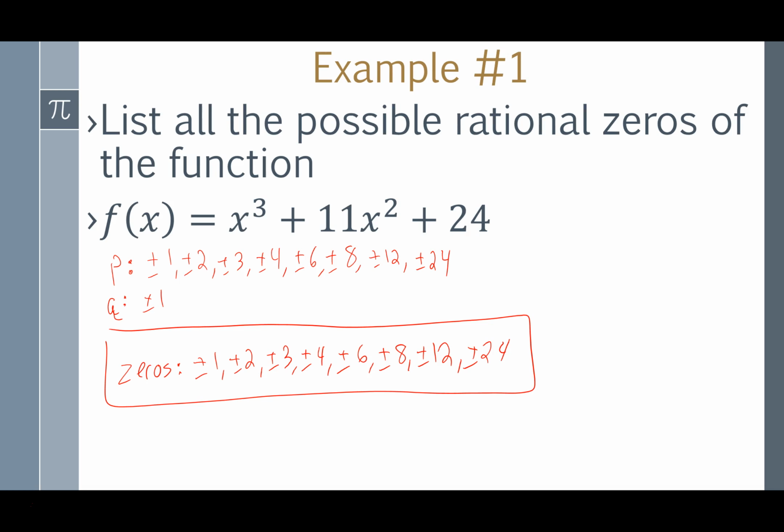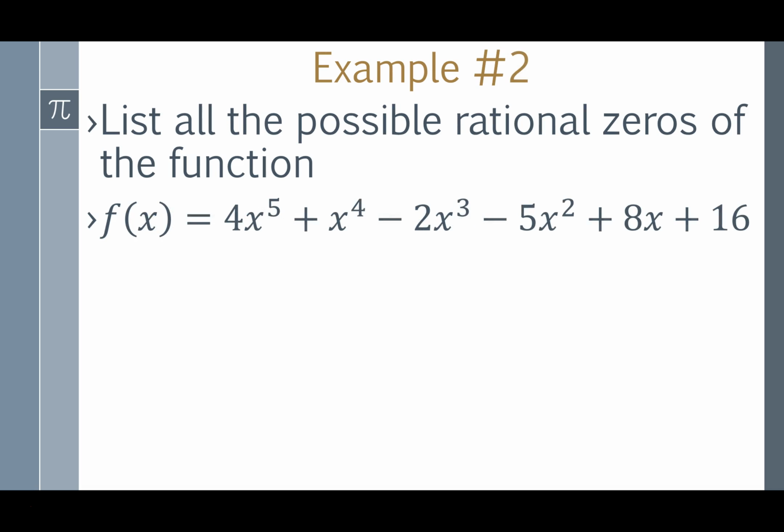Like obviously for this function, 10 is impossible, because 10 is not a factor of 24. Whereas a 6 could be a factor. I'm not saying it is. I have no idea if it really is or not. Or 2 or any of those other ones. But we want to list out the possible zeros first, and then guess and check from those numbers.